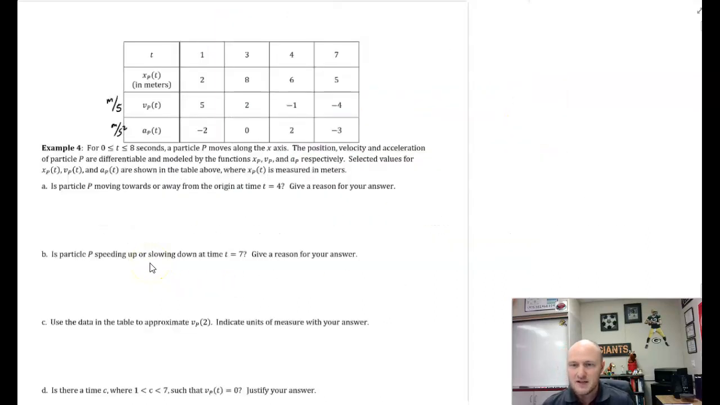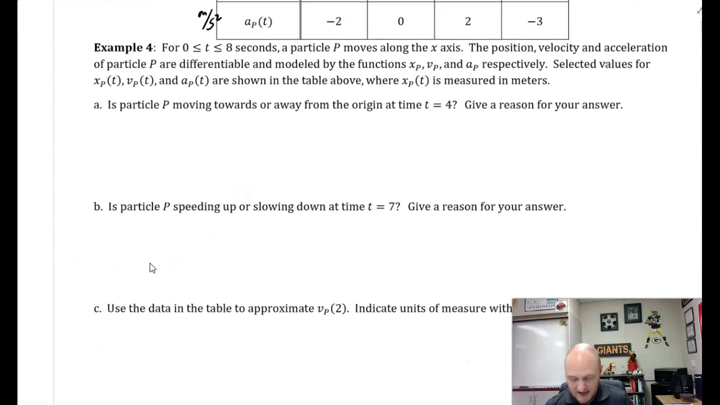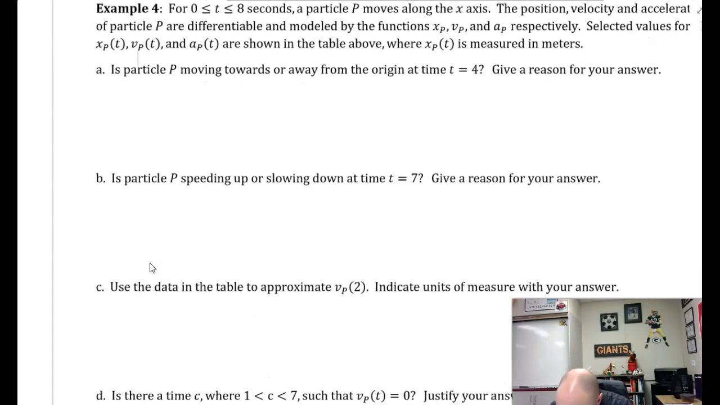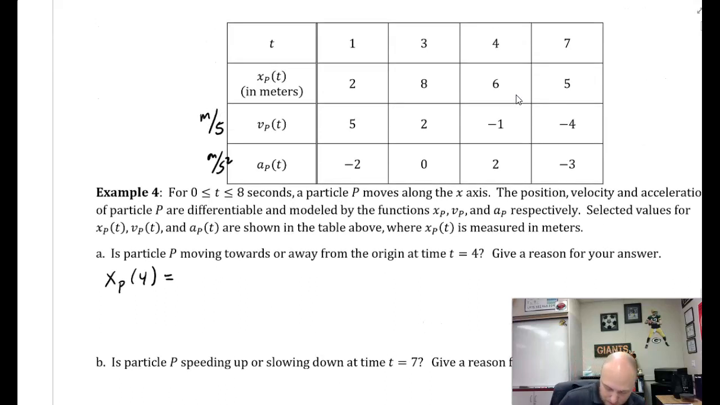So A, is particle P moving towards or away from the origin at time t equals 4? Well, in order to figure this out, I need to know what's the position at time 4. I need to know where is the particle. So the particle at time 4 is equal to 6. And I'll just think about this on a number line. Here's the origin. Here's the particle. It's at 6.